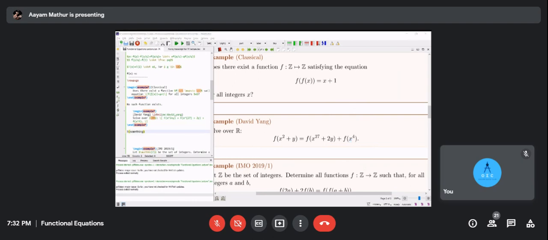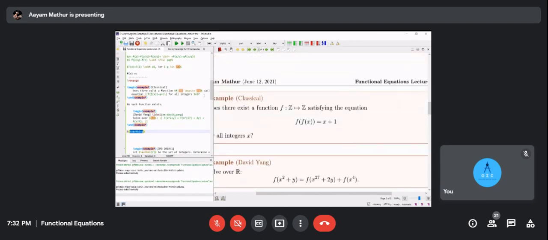Can you elaborate the previous problem again? Do you mean this example? Yes, this one. Okay, sure.